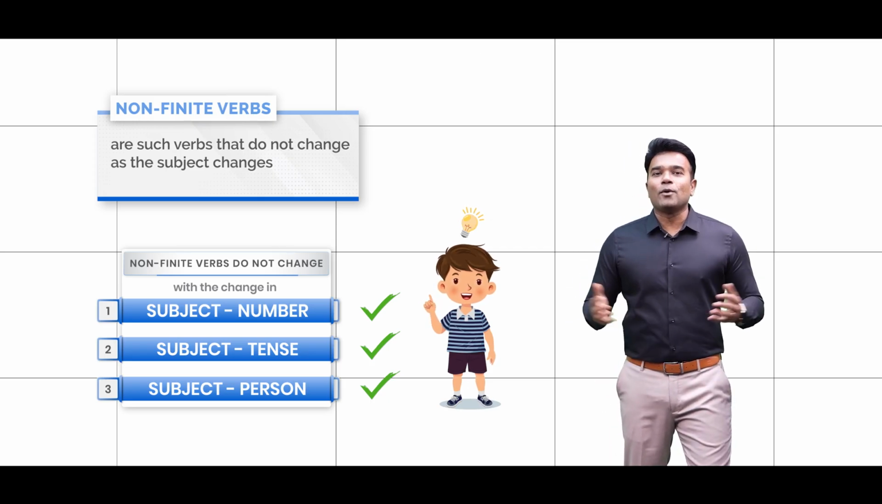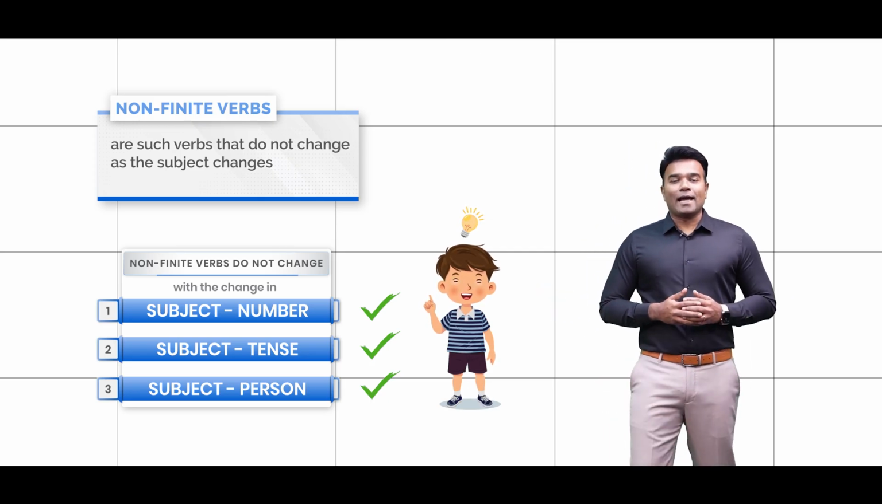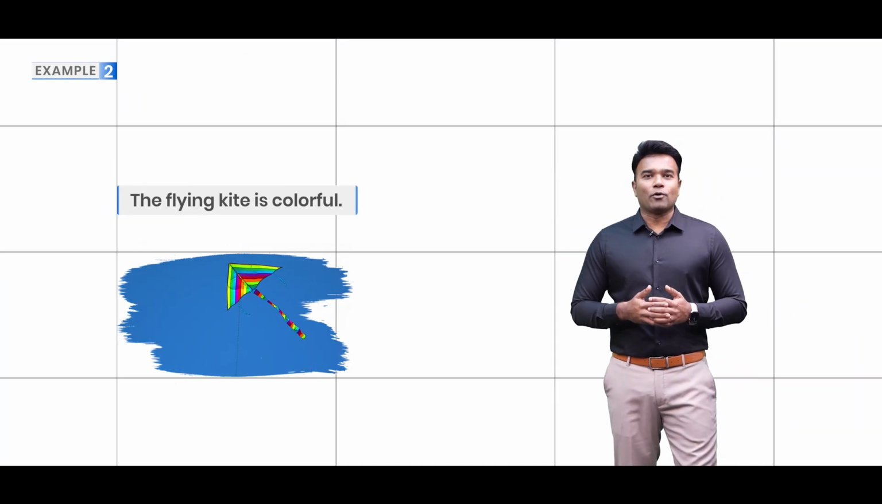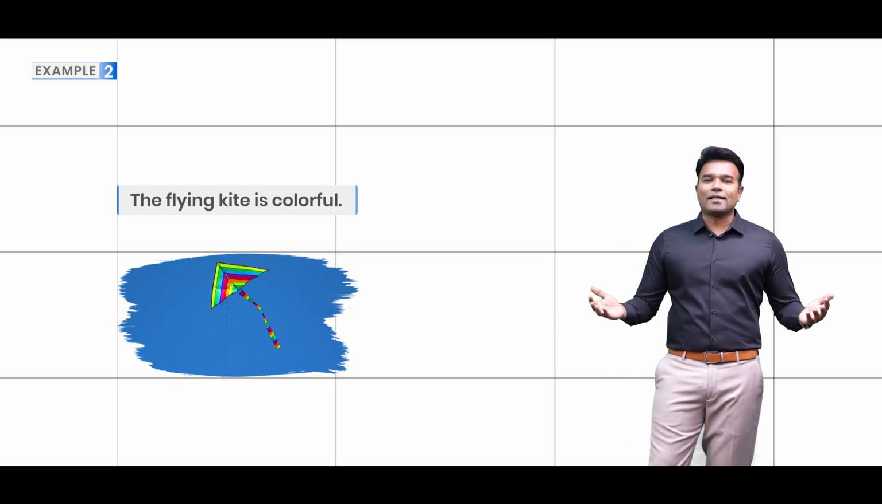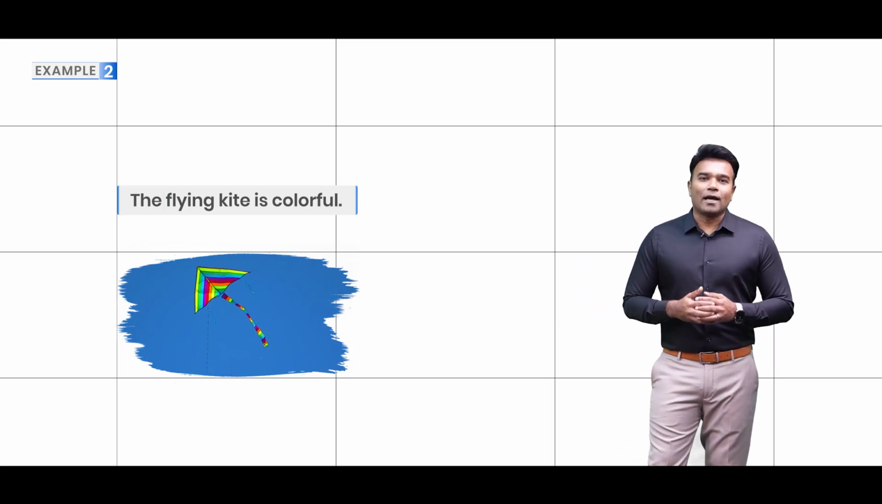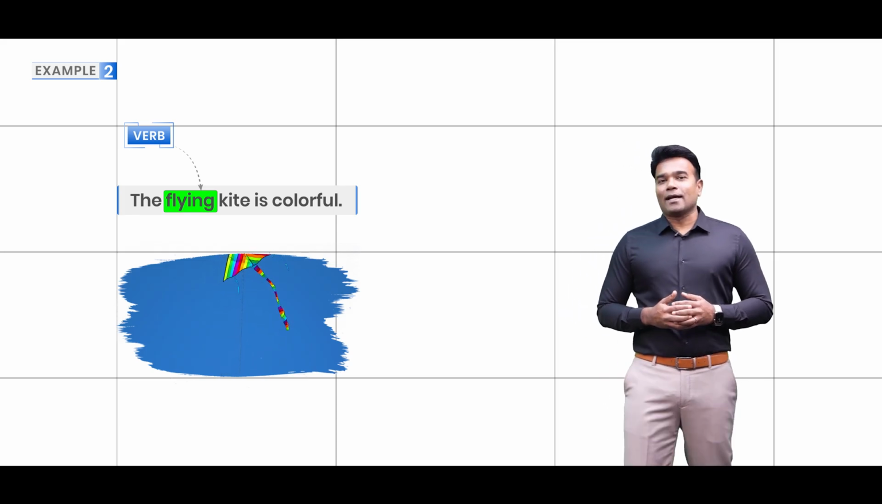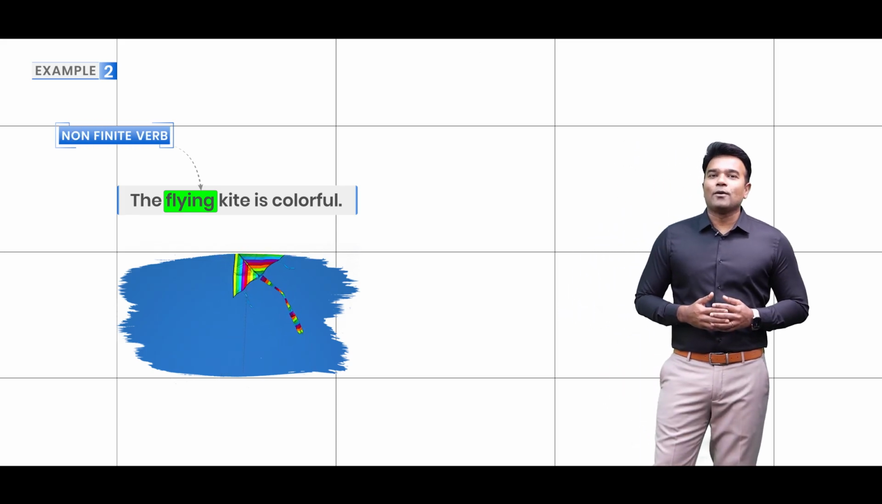Anyway, let me give you a few more examples to clarify this for you. Have a look at this example. The flying kite is colorful. I'm sure that in this example you have already identified flying to be the verb, and let me tell you that it happens to be the non-finite verb.